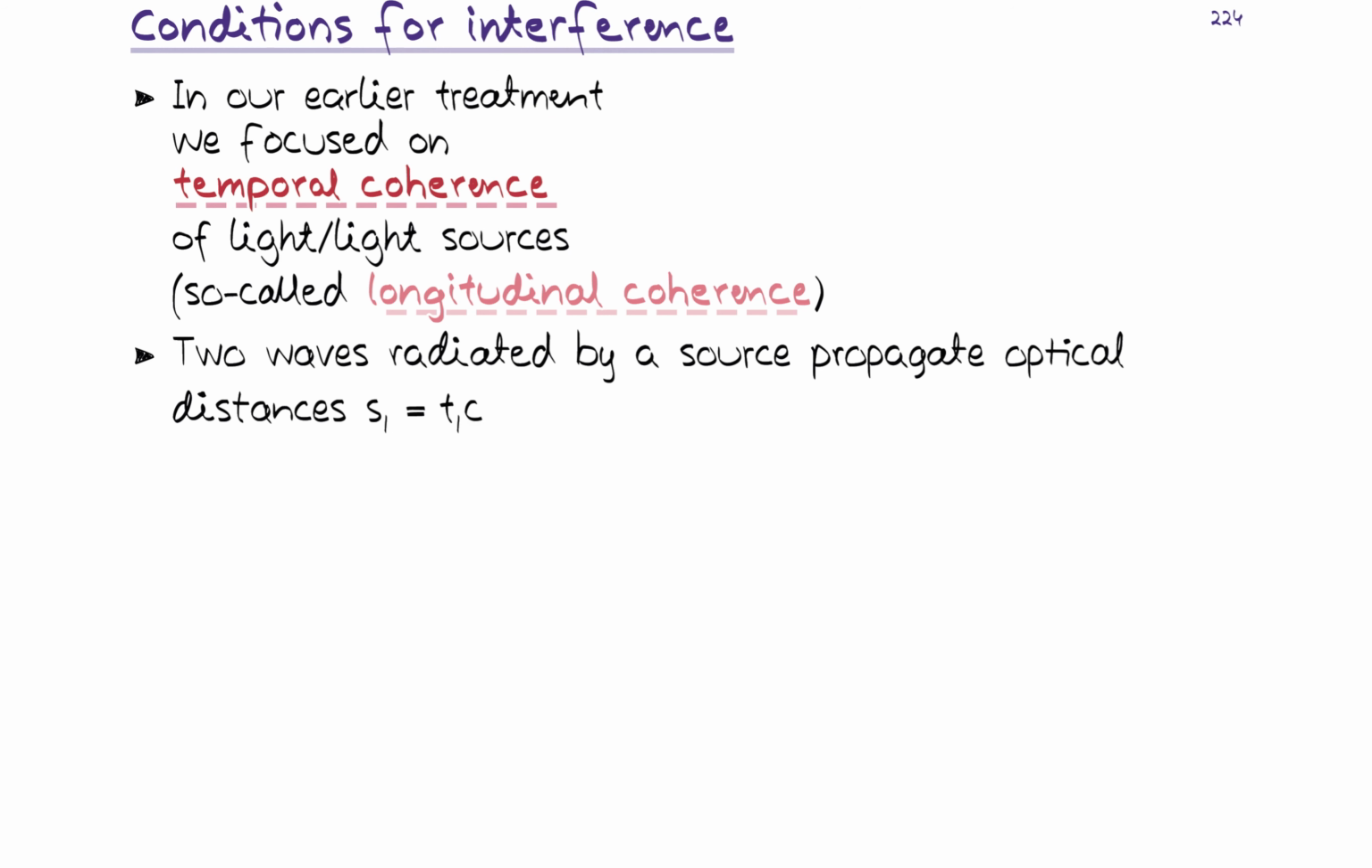So the one wave propagates a distance of s1. So essentially that is the time t1 this wave has been propagating from the source times the speed of light c. And the second wave we are letting interfere with the first wave has propagated a distance of s2, where essentially this is equal to the time t2, the time it took this part of the wave to propagate from the source to the given observation point, and t2 times c gives me the distance.